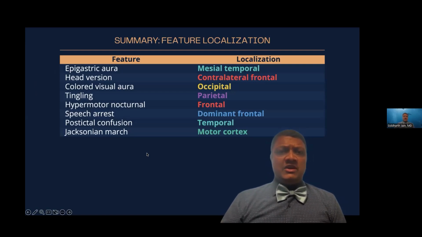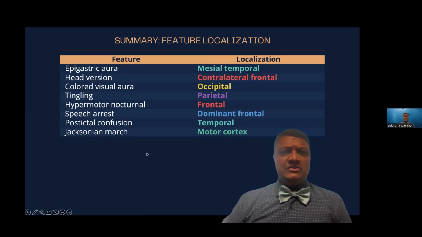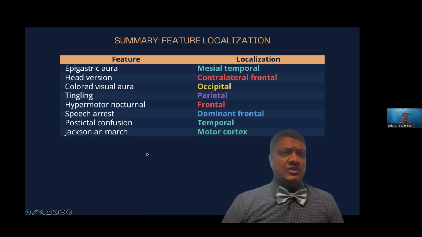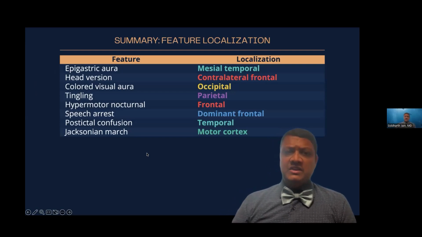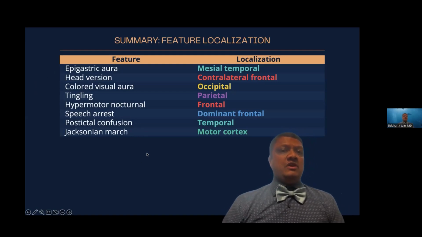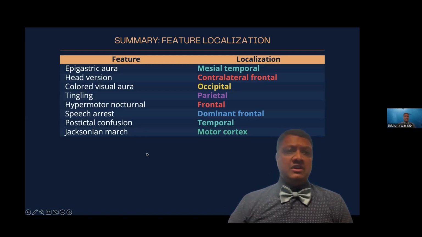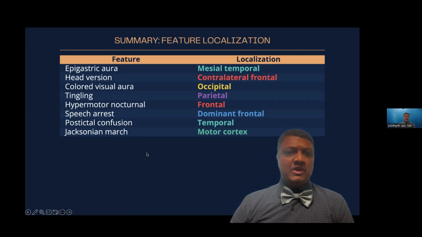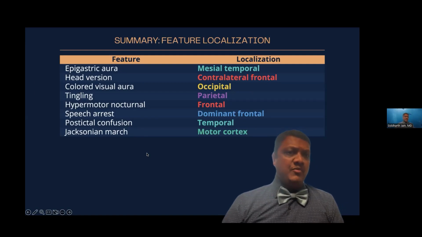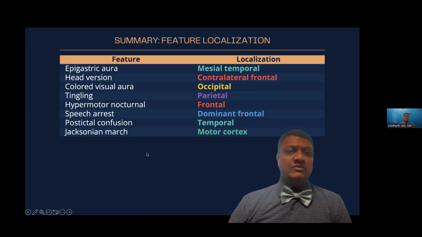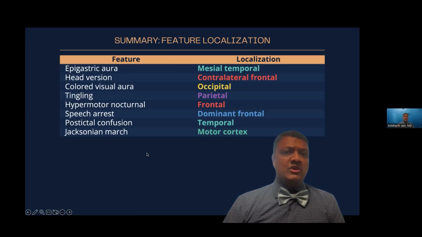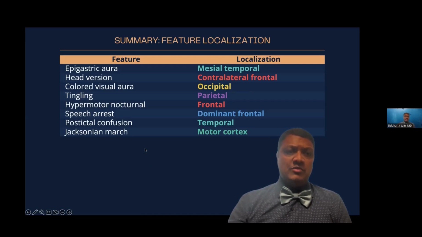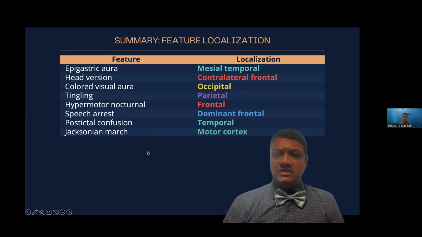So, just summarizing some of these localizations on this slide, as we discussed: epigastric aura for mesotemporal onset, head version for contralateral frontal onset, colored visual aura for occipital onset, tingling and sensory symptoms for parietal onset, hypermotor nocturnal seizure symptoms for frontal onset, speech arrest suggesting dominant frontal lobe, post-ictal confusion with the temporal lobe, and the Jacksonian march with the motor cortex.